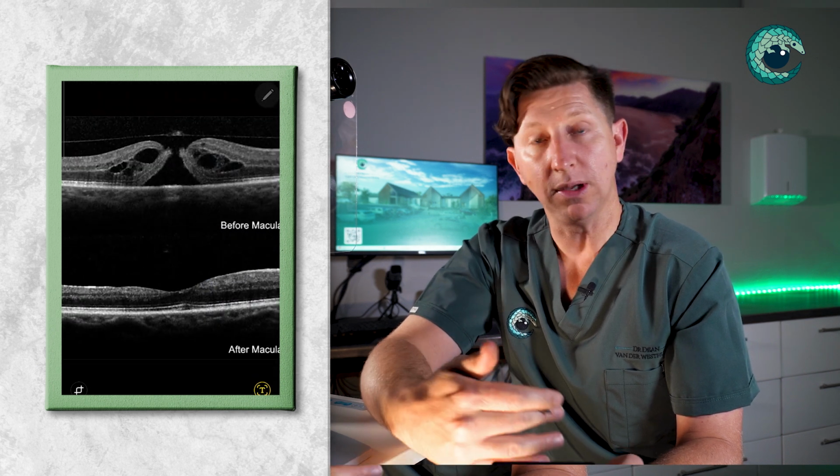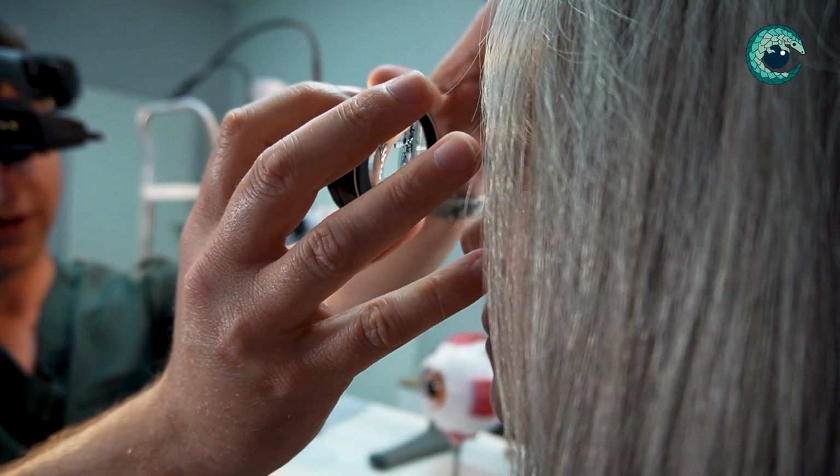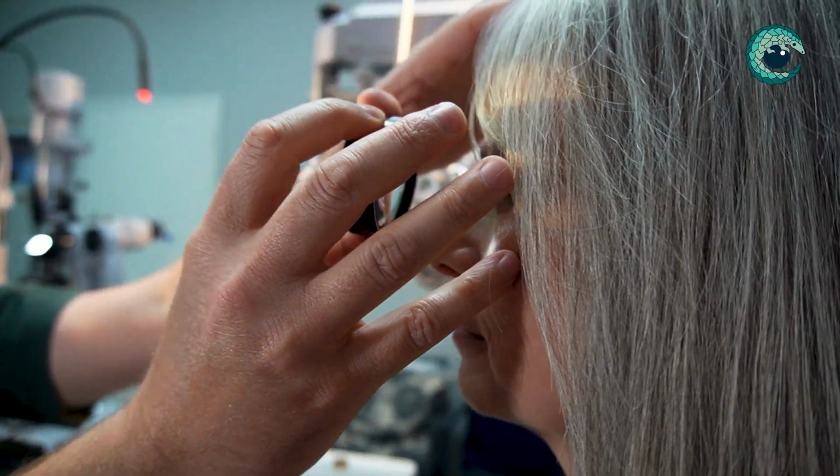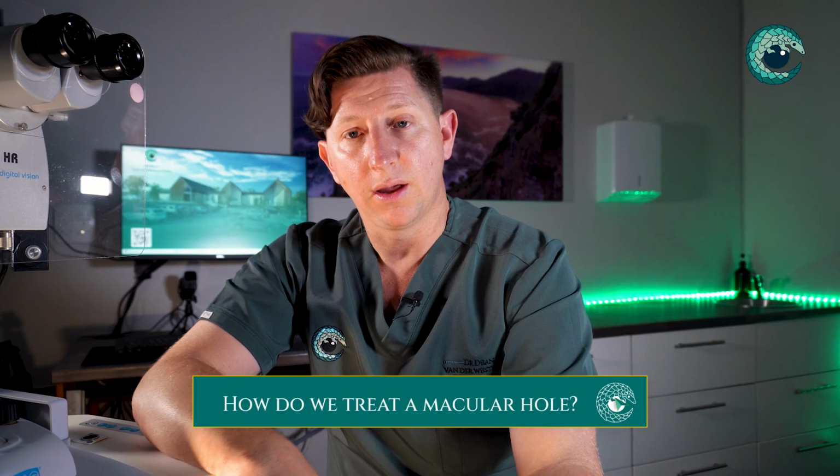The way we manage macular holes is with surgery. So how do we treat macular holes? Unfortunately, medication, eye drops, etc. aren't going to work. This can't be treated medically. It has to be treated surgically. Without surgery, the hole will not close, and so surgery is really the only option.